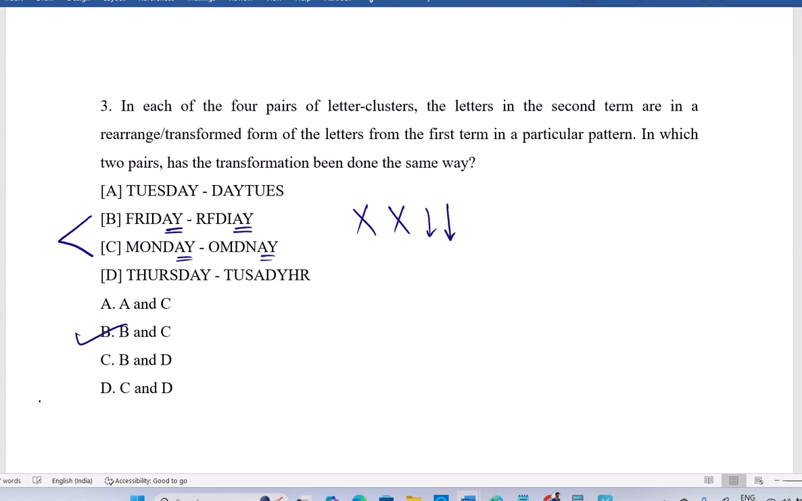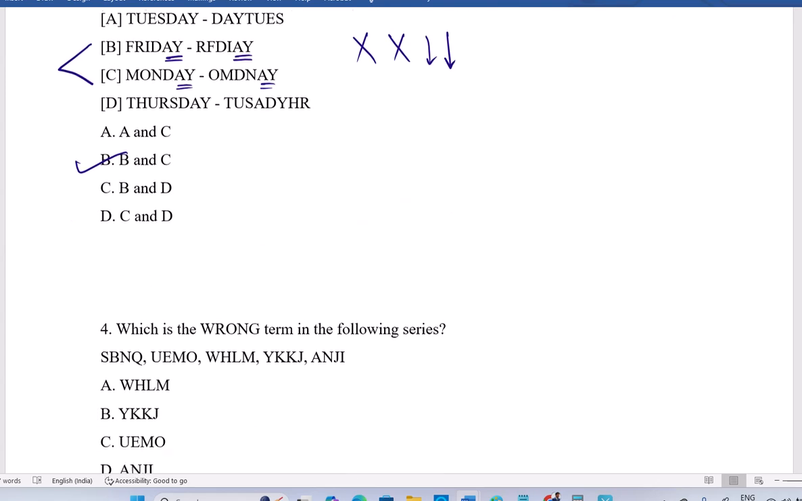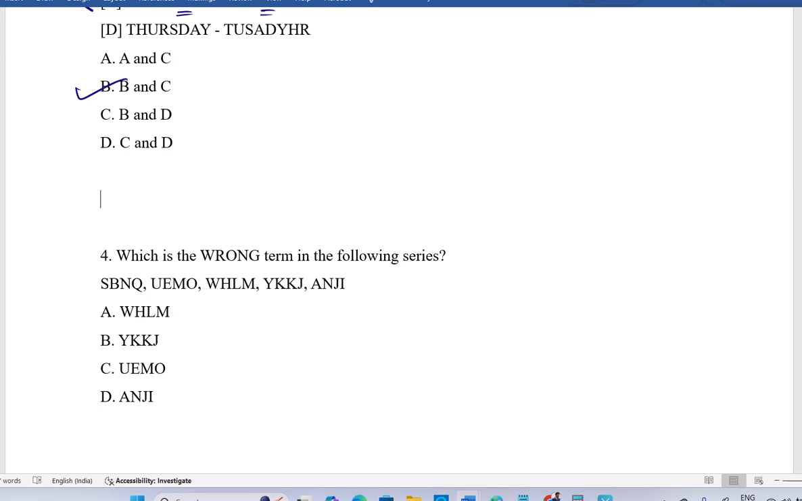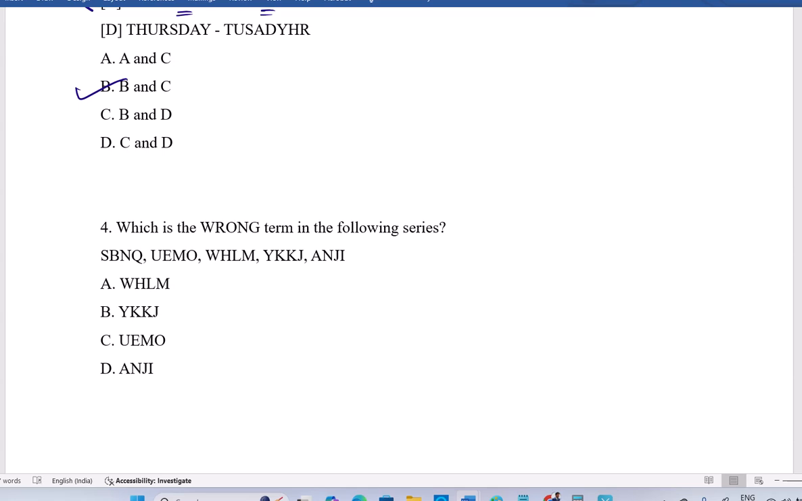B and C is correct. You observe both have first two letters swapping, next two letters swapping, last two as it is. B and C is correct. Perfect. Whereas the fourth one is the wrong term, you can find this model, right?